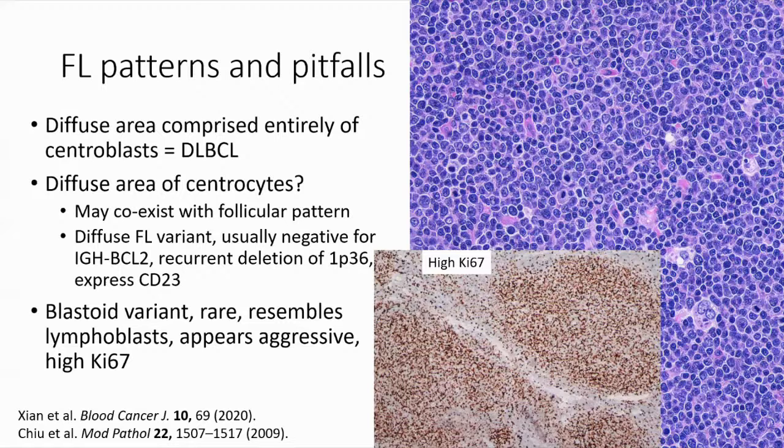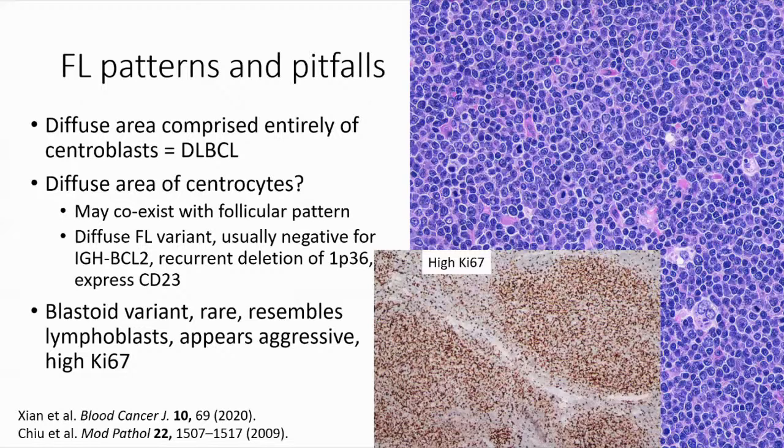That may coexist with a follicular pattern, or you may have the diffuse follicular variant, which is typically negative for the IgH-BCL2 translocation. Rena Shen and colleagues at Hopkins recently published a nice paper on this, on some characteristic genetic findings as well as morphologic findings in these cases. They tend to, as I say, lack the characteristic BCL2 translocation, but they do have recurrent deletions of 1p36, often express CD23, and can be recognized as such.